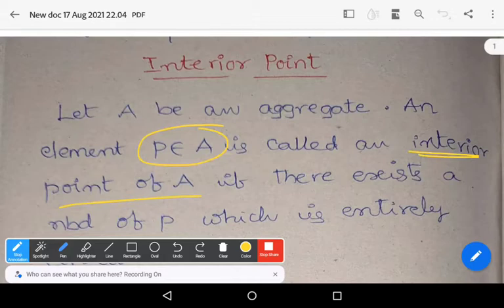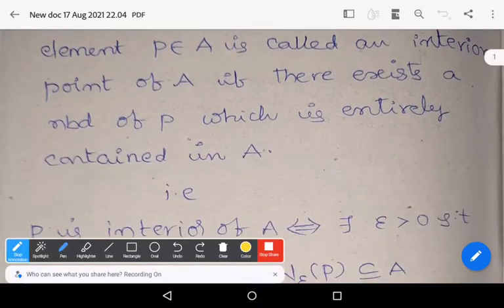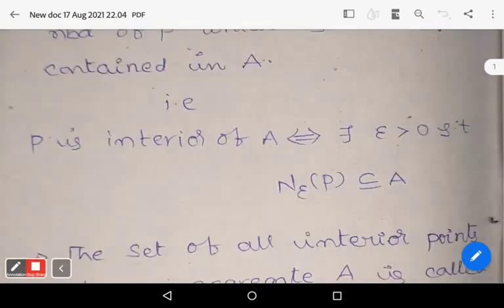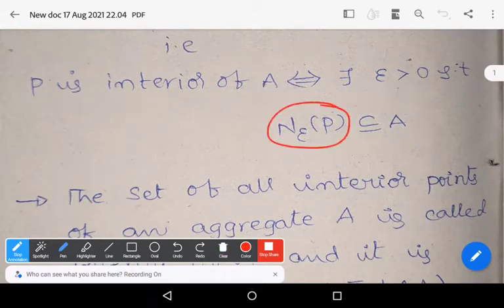if there exists a neighborhood of the point P which lies entirely in A. So a point P belonging to capital A is called an interior point of the set A if there exists a neighborhood of that point P which lies entirely in A. That is, P is an interior point of A if and only if there exists epsilon greater than 0 such that N epsilon of P is a subset of A. This N epsilon of P means the epsilon neighborhood of the point P.